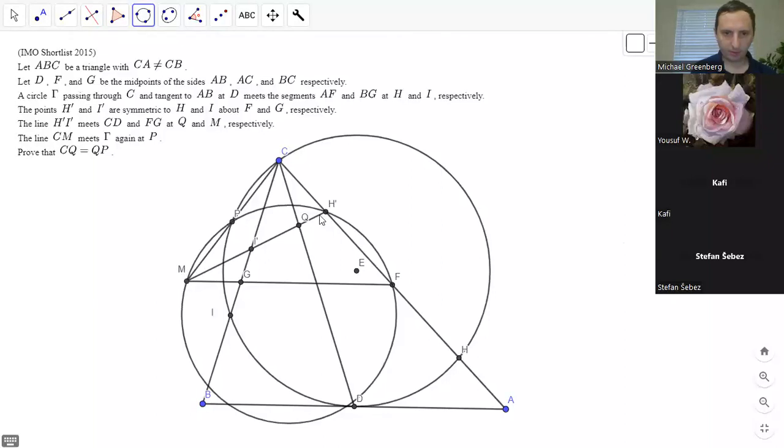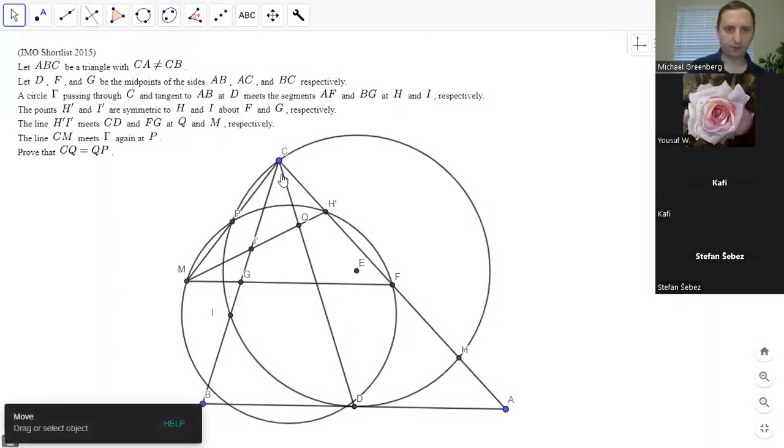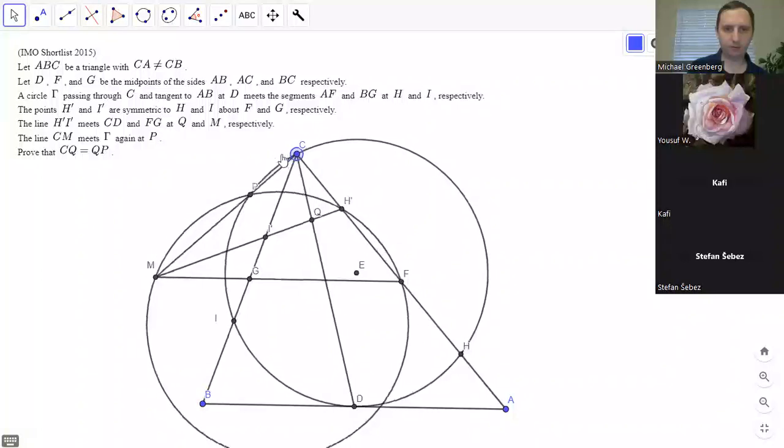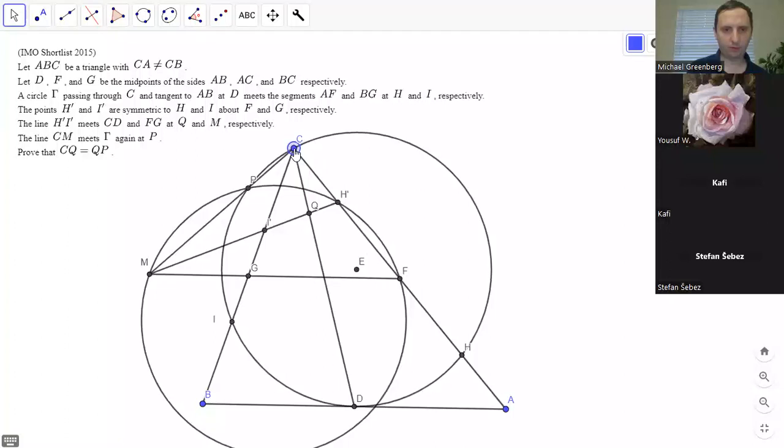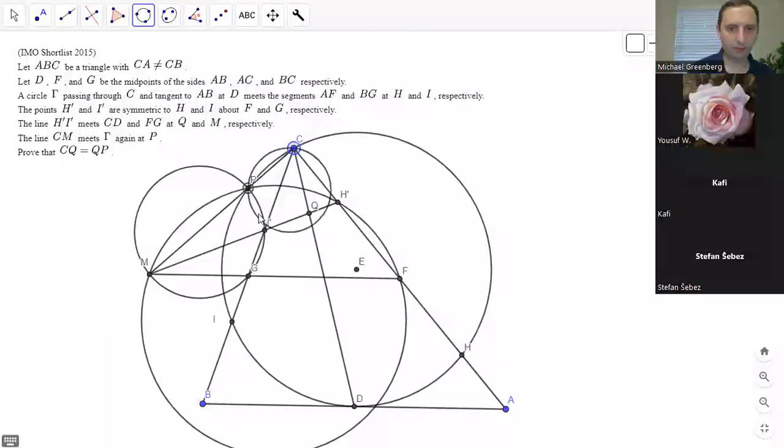Is M, P, H', F cyclic? Let's see. I doubt it. Oh, it looks like it is. Okay, just guessed. Why would that be? Then M, P, I', G would also be cyclic. It's like a Miquel point. We'd have all these cyclic quads. And then I think this would also be cyclic, actually.